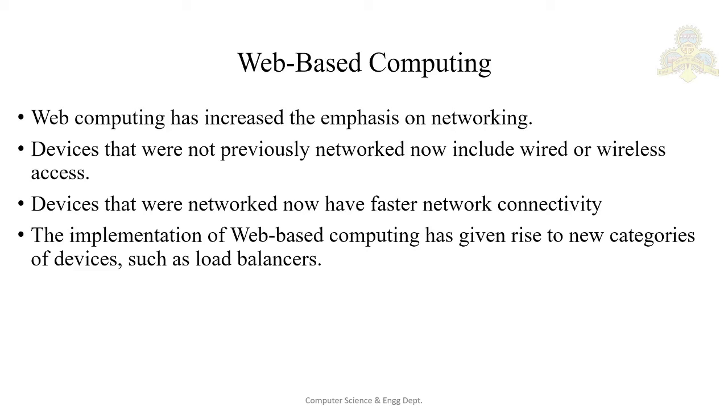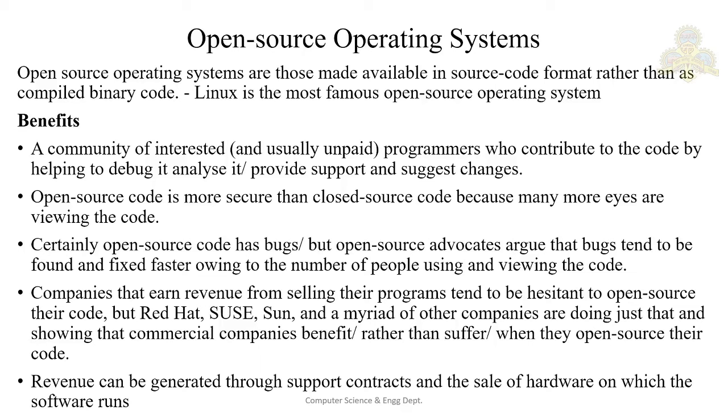Operating systems like Windows 95, which acted as web clients, have evolved into Linux and Windows XP, which can act as web servers as well as web clients. Generally, the web has increased the complexity of devices because their users now require them to be web enabled. Next, we will talk about open source operating systems.